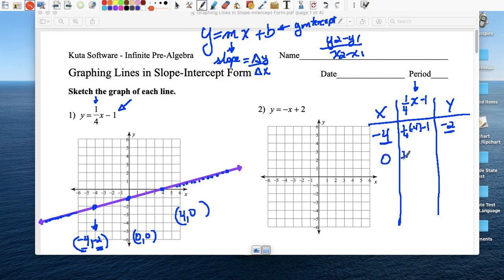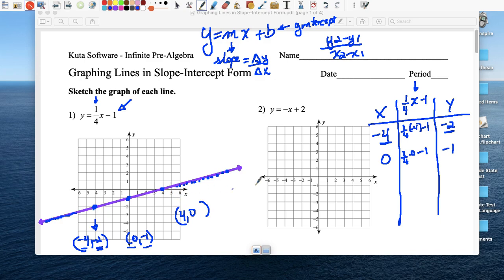Sorry, I wrote 0, 0, that's incorrect. There should have been 0, negative 1. So if I plug in 0, it would be 1/4 times 0 minus 1. 1/4 times 0 is 0, minus 1 is negative 1. Look, I got that.